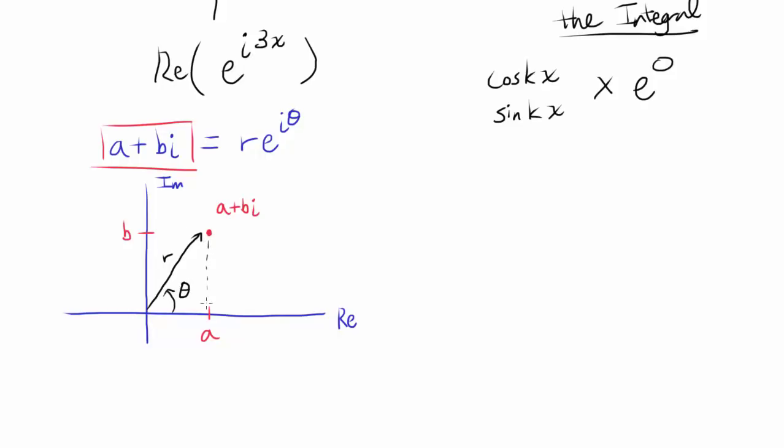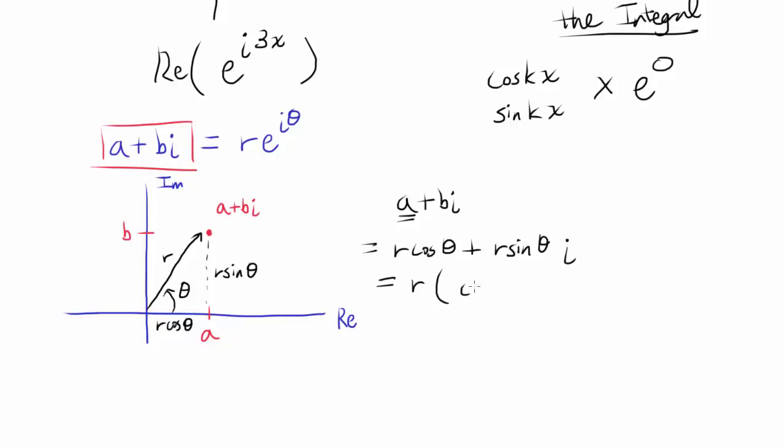Using trigonometry, we can find that a is equal to r times cosine of theta, and b is equal to r times sine of theta. So another way of writing a plus bi is r times cosine of theta, which is equal to a, plus r times sine of theta times i. We can factor r out to get r times cosine of theta plus i sine theta. This is sometimes written as r times cis of theta.